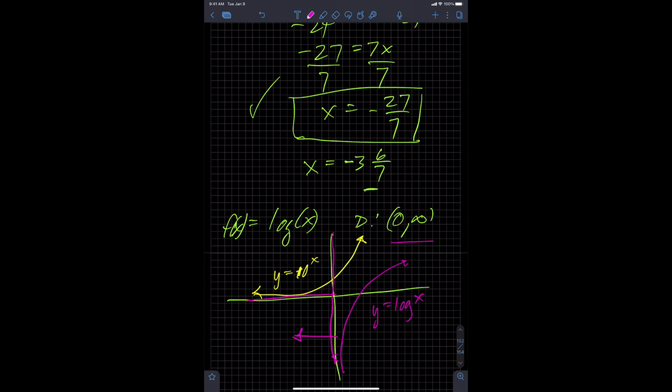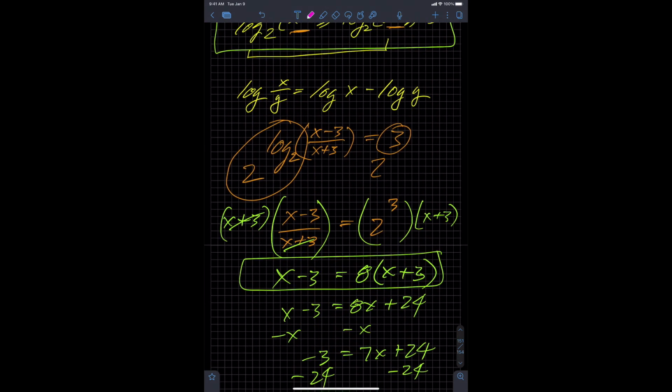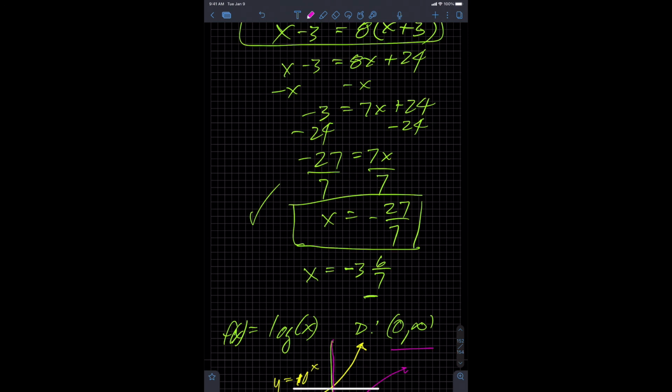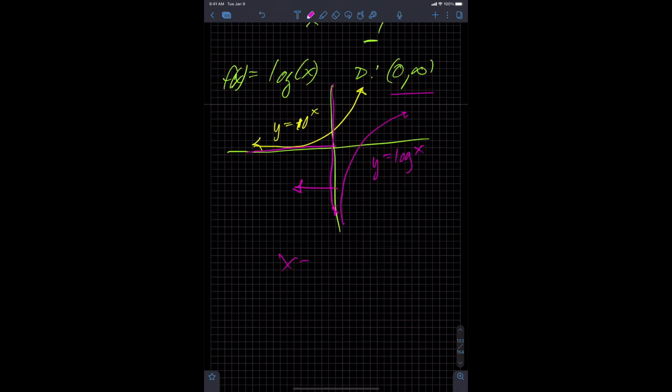That domain restriction means that each of the insides, or arguments, of these logarithms must be greater than 0. So x minus 3 must be greater than 0, and x plus 3 must also be greater than 0. This is how we can figure out what x values our original equation can take. So I'm going to add 3 to both sides. So x must be greater than 3, and x must also be greater than negative 3.